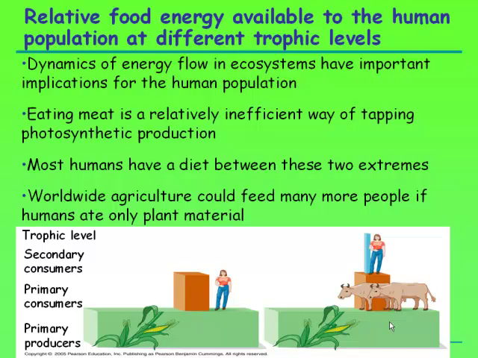So relative food energy available to the human population at different trophic levels. Dynamics of energy flow in the ecosystems have important implications for the human population. So here, eating meat is a relatively inefficient way of tapping photosynthetic production. Most humans have a diet between these two extremes, vegetarianism and carnivorism. Worldwide, agriculture could feed many more people if everyone ate only plant material, if everyone was a vegetarian.